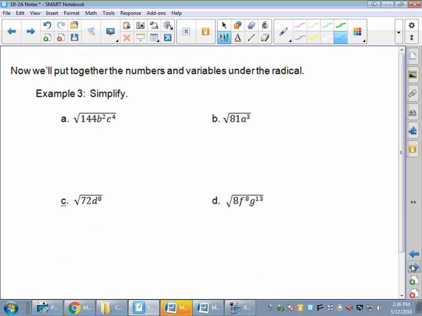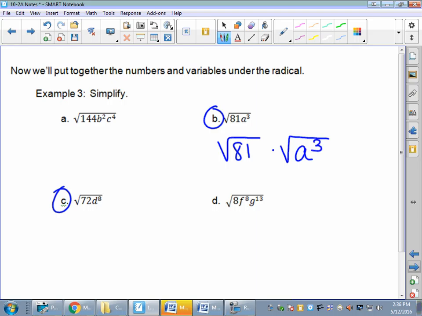So now let's work with the numbers and the variables. We'll do a couple problems and then we'll stop. Let's do B and C. So B, I've got a square root of 81, a to the 3rd. The first thing I'm going to do is split up the 81 and the a to the 3rd.